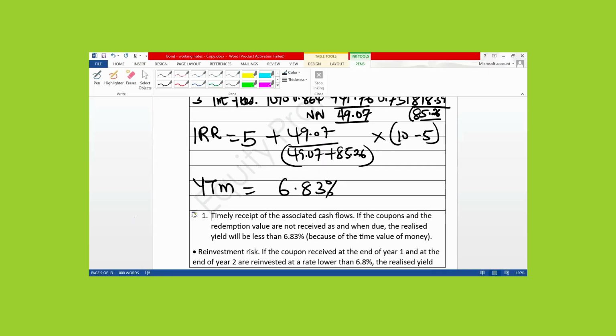Failure to receive your coupon interest on a timely basis, as at when due, then you may not realize your calculated YTM.